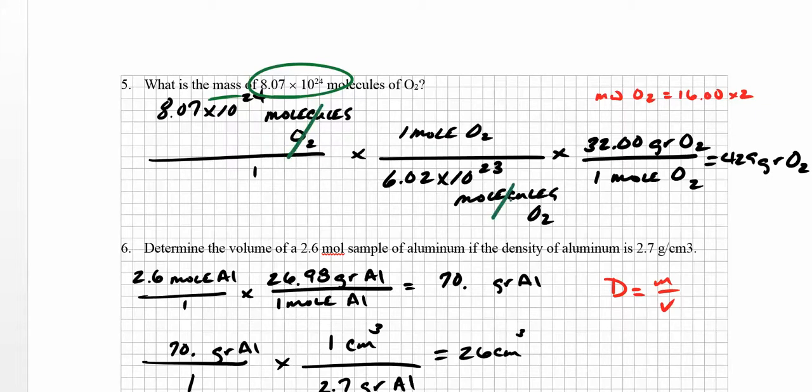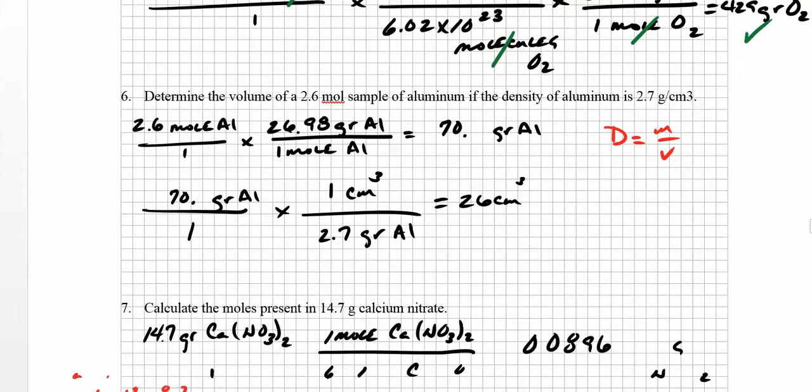Molecules of O2 will cancel away, but moles is still not what I want. I want mass. What is the mass in grams? So I'm going to put, again, in the upper left, lower right. Now I'm going to calculate the number of grams that 1 mole of oxygen gas weighs. Just a word of caution, it's not 16 because oxygen is diatomic. You're going to multiply it by 2, you have 32. So 8.07 times 32 divided by 6.02 times 10 to the 23rd gives you 429 grams of oxygen gas, and you're done with number 5.